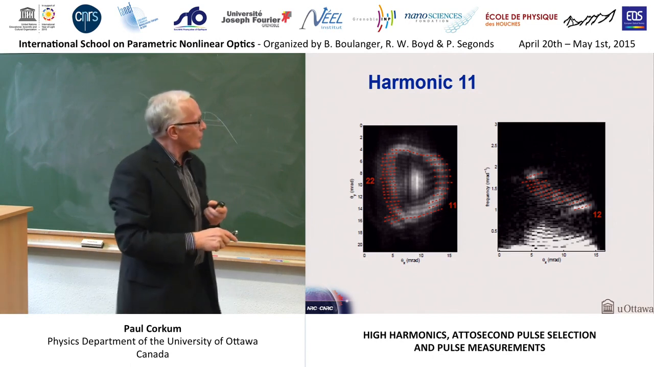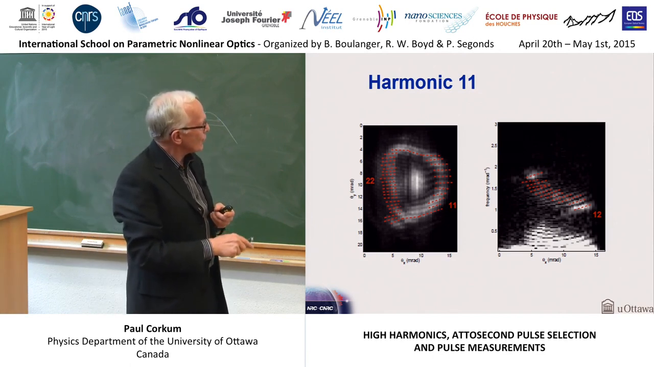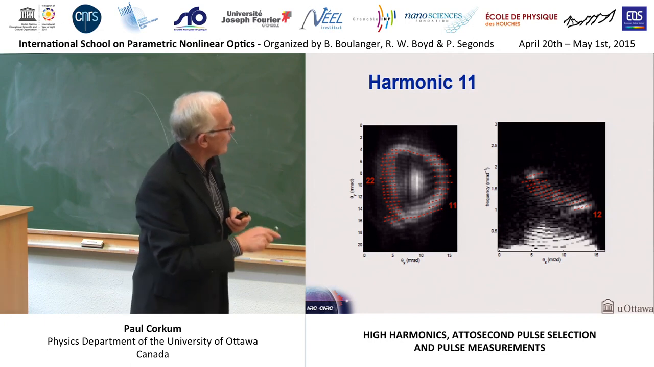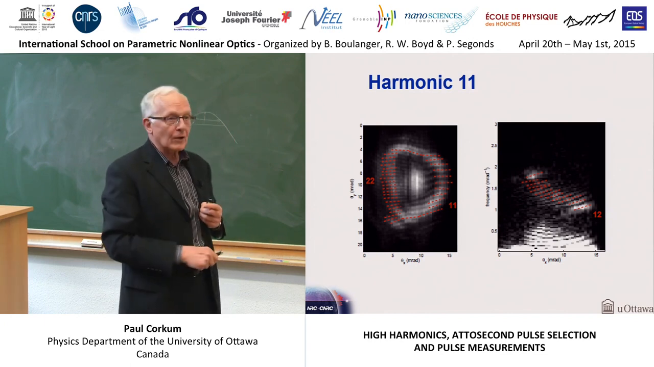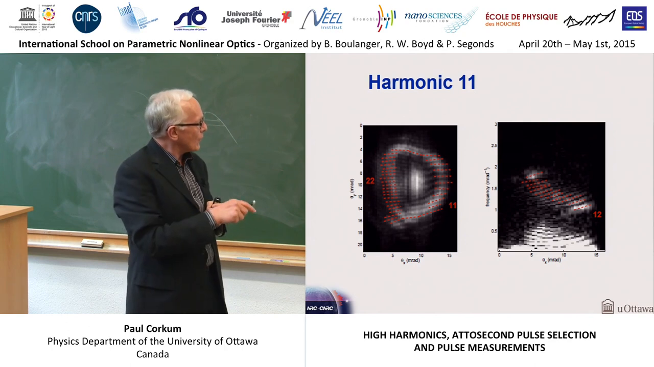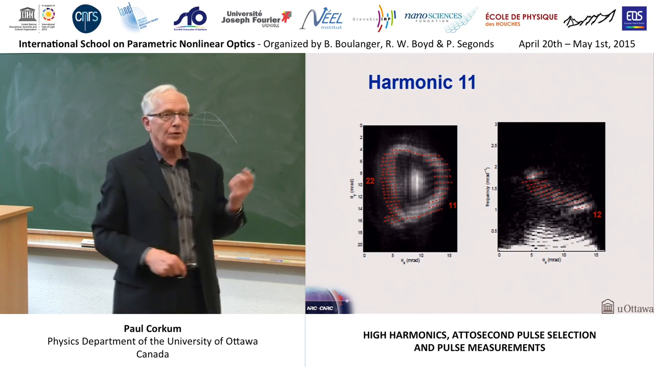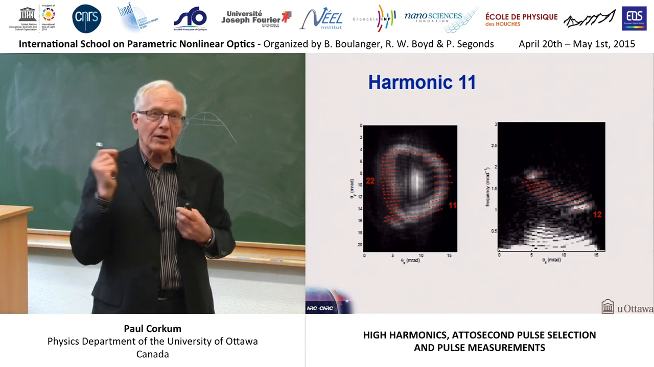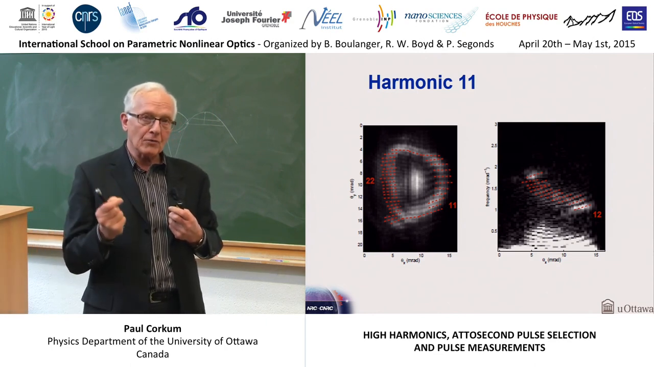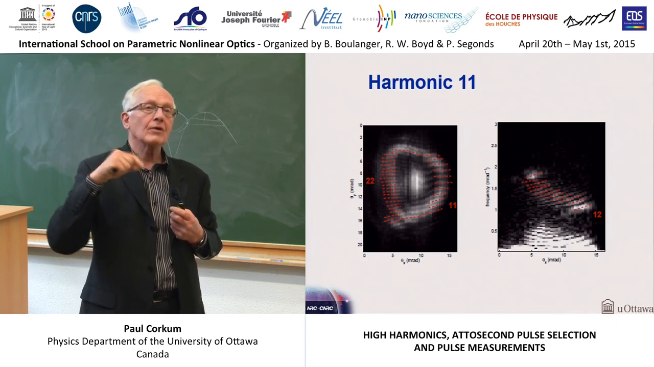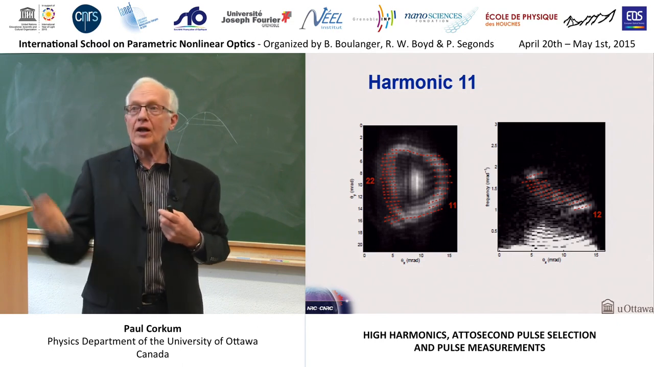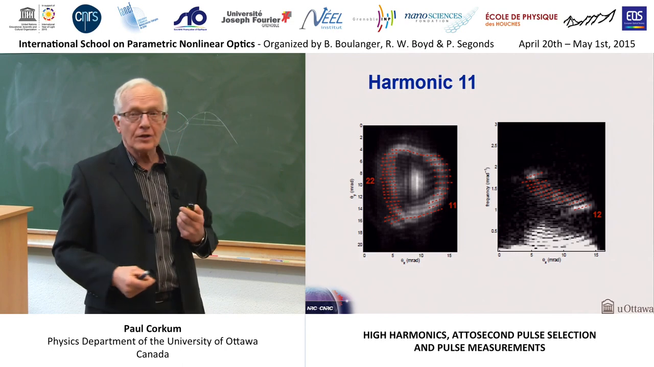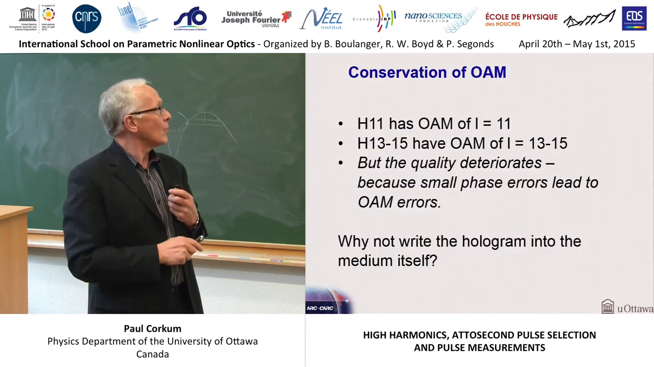So you can see the grating. I don't know if you can see it here, but there's 22 on this side and 11 on that side, and this is harmonic number 11. And you can Fourier transform here, and these are the Fourier transforms to the number of slits. So we put orbital angular momentum on the fundamental beam, one unit, and we get L units, 11 in this case, 13 and 15 we've looked at. So we see conservation of orbital angular momentum, not surprisingly.